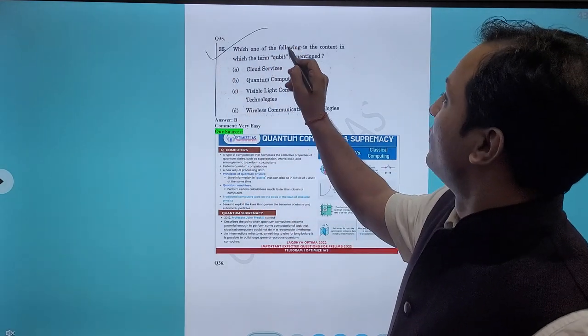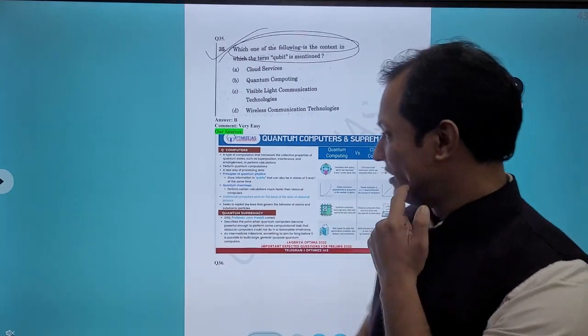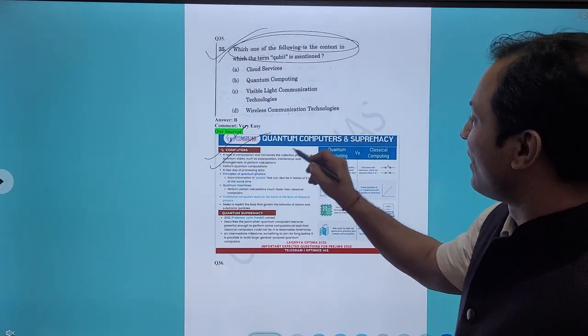Next question, you see, guys, which of the following is a qubits? Qubits, okay, in the context, qubits. Exactly, word to word, Optima cards.